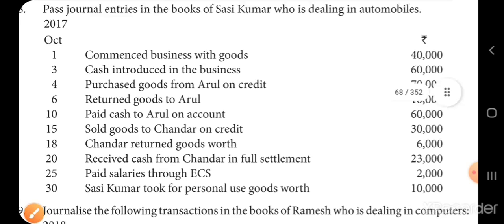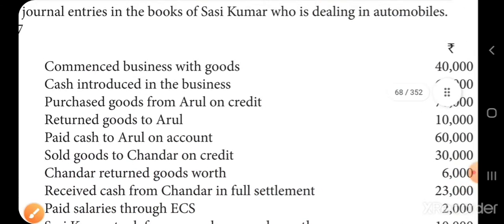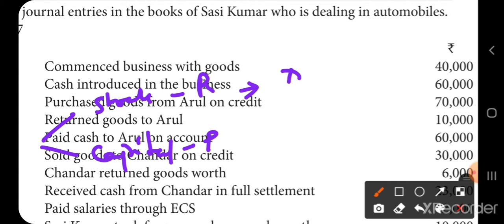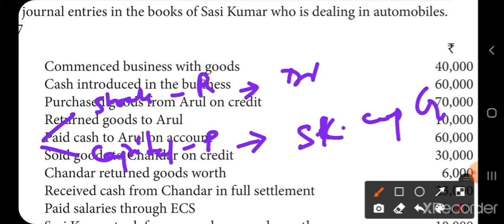Now the first entry will be commenced business with goods. So what are the two accounts involved? Stock and capital. Stock is a real account and capital is a personal account. Here stock is coming in, so debit what comes in. So you debit stock and credit the giver, who is giving, Sasikumar. So Sasikumar's capital you have to credit. The entry will be stock account debit to Sasikumar's capital account.